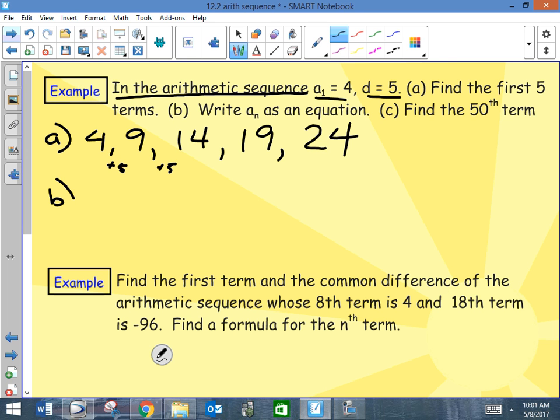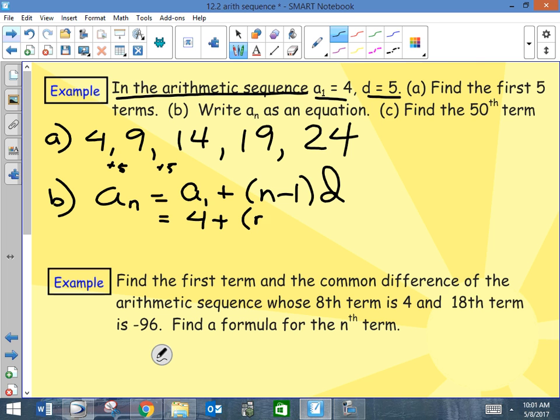Okay, part B, write AN as an equation. All right, we fill in what you know, but we start with AN equals A1 plus N minus 1 times D. Okay, so A1 is filled in, and D is filled in. That's usually simplified. If you look at it like this, you can see what your A1 is and your D is. But let's simplify it, and then algebraically, what does it look like?